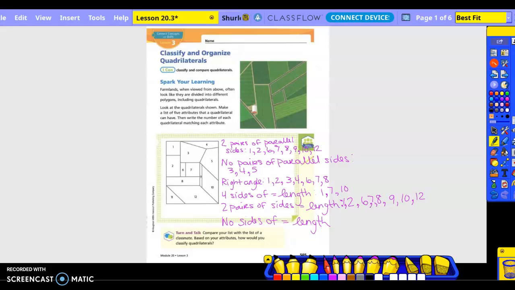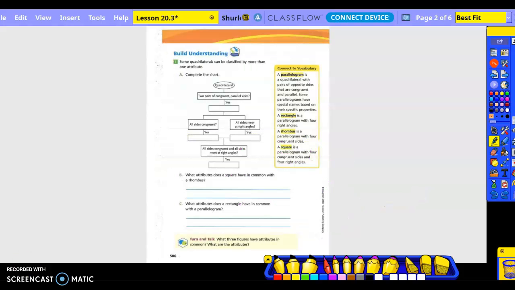Okay, so no sides of equal length. So what did we not put on any of those up there? 3, 4, and 5. Okay, so build understanding: some quadrilaterals can be classified by more than one attribute.